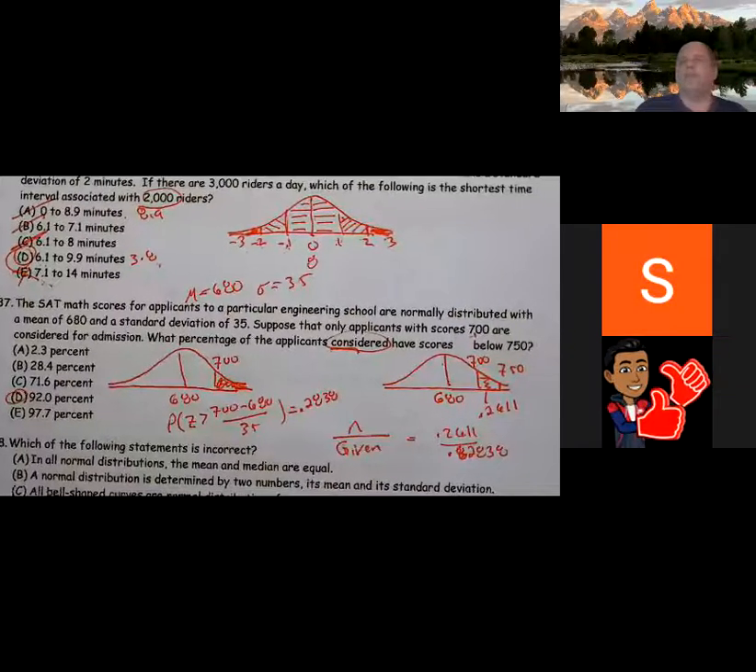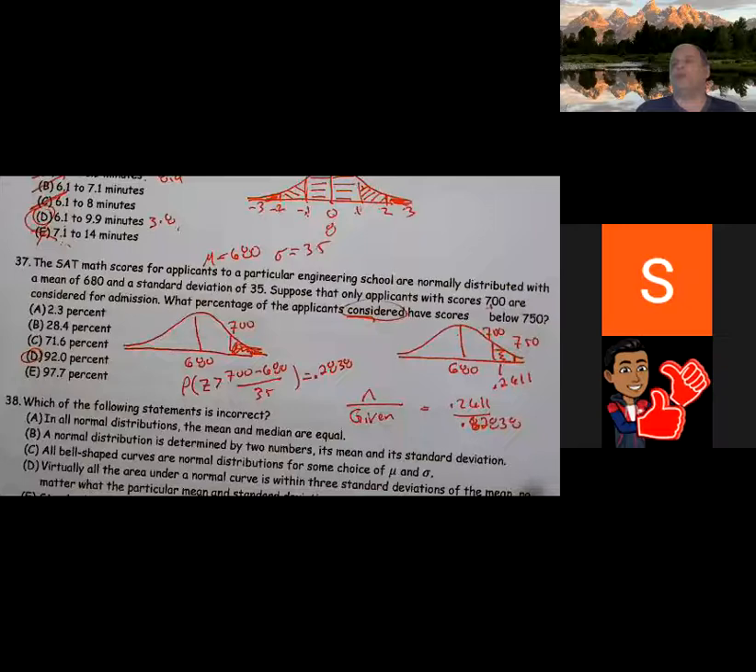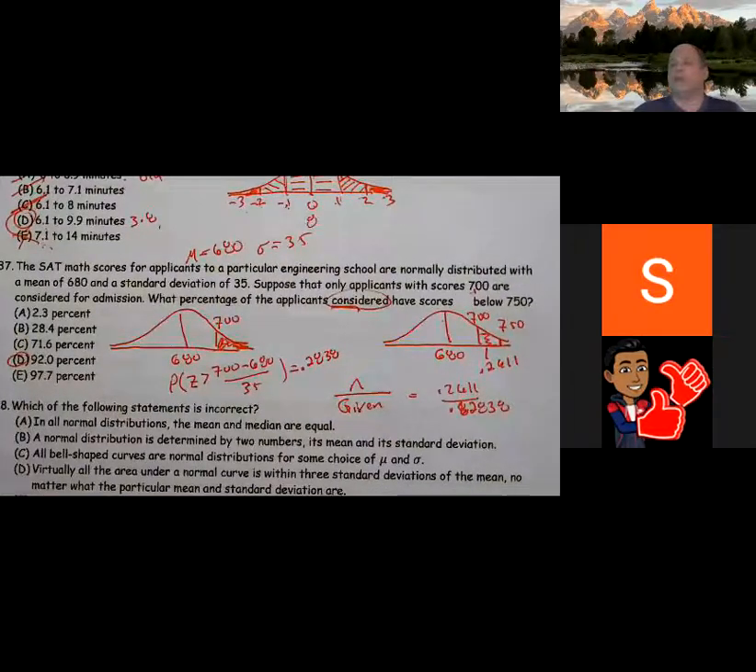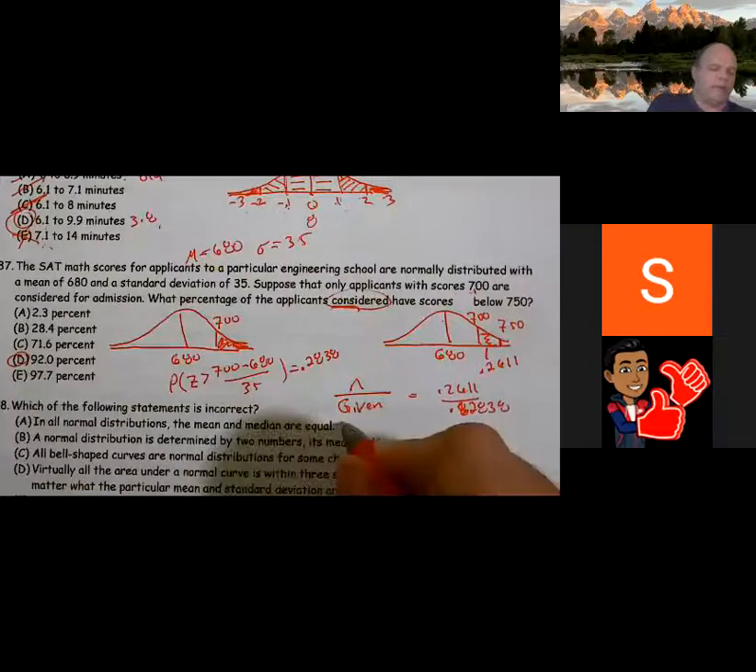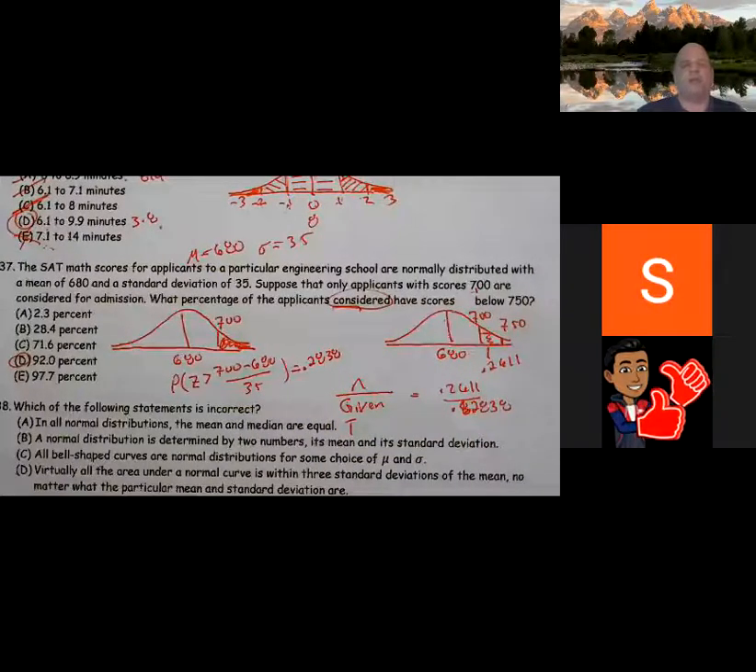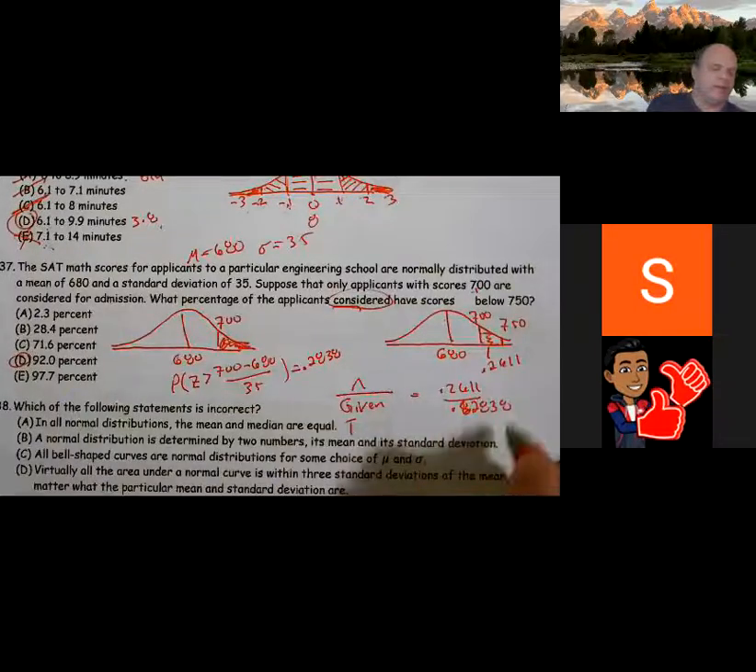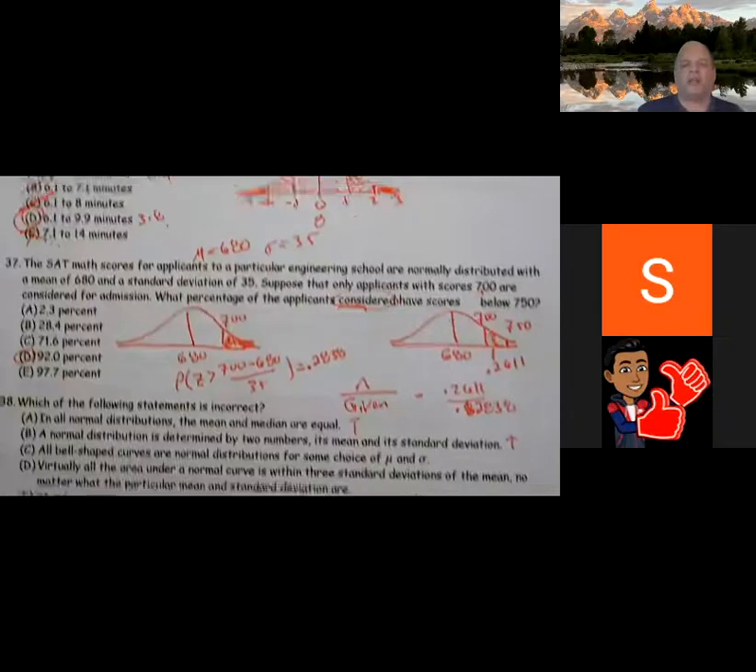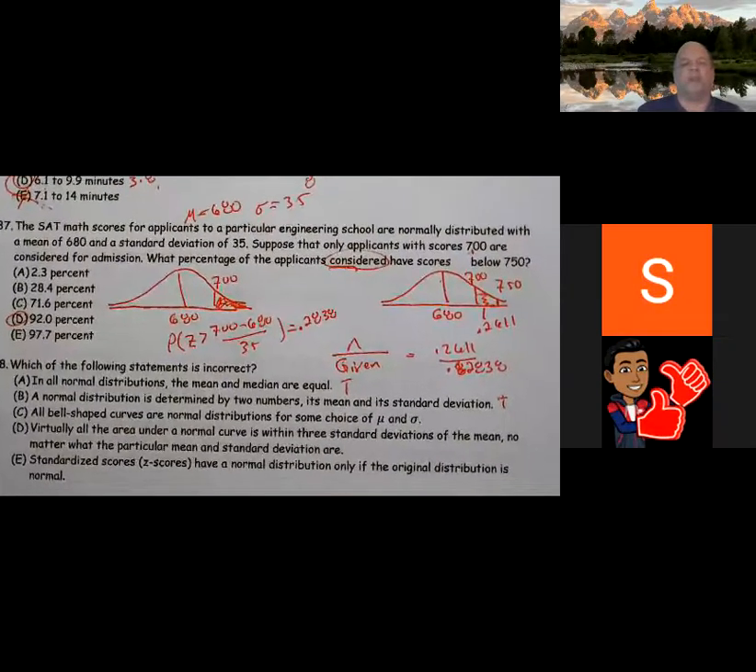Okay, problem 38. Which of the following statements is incorrect? In all normal distributions, the mean and the median are equal. That's true. Matter of fact, for all symmetric distributions, that's true. But for the normal, the mean, the median, and the mode are equal. A normal distribution is determined by two numbers, its mean and its standard deviation. That's true, given that it follows the particular equation. What determines any particular one is its mean and standard deviation.